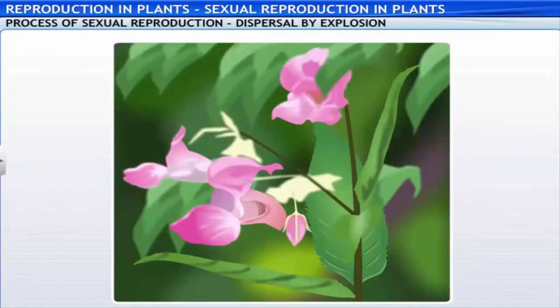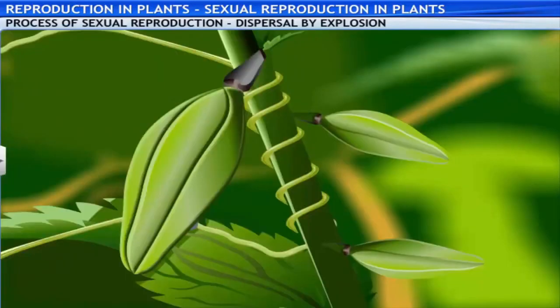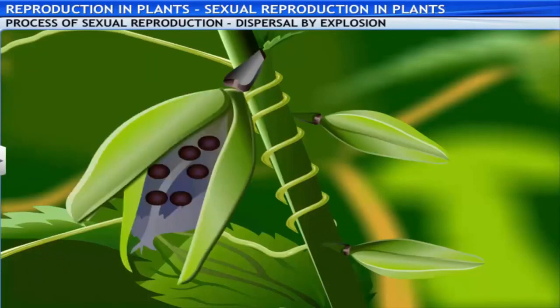What's that sound? That's the sound of balsam fruit bursting. Some seeds like the balsam are dispersed by the bursting of their fruit. The pods present in these seeds dry up in the sun. This causes the pod to split with great force, thereby dispersing the seeds away from the parent plant.